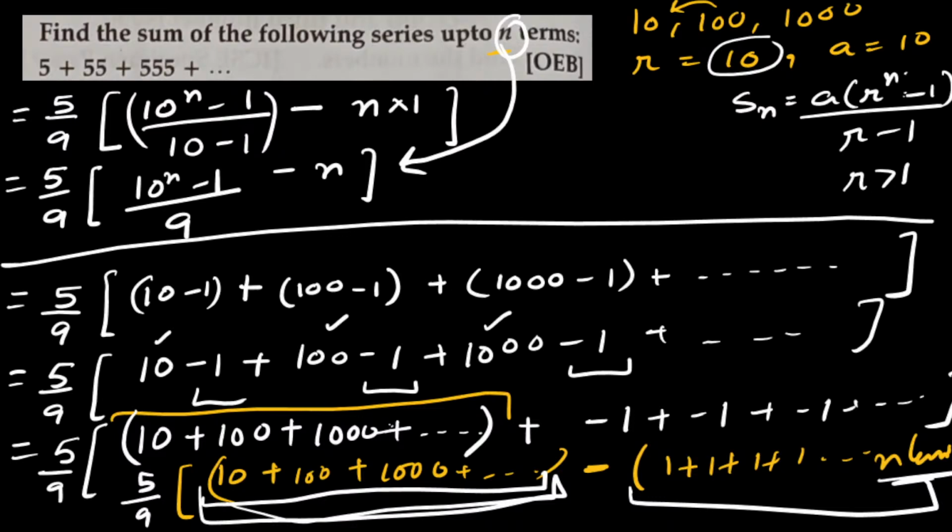So we just had to make a little bit of change in the first expression, the expression which was given to us. We made a few changes and then we found the answer, this one: 5 by 9 into 10 to the power n minus 1 by 9 minus n.